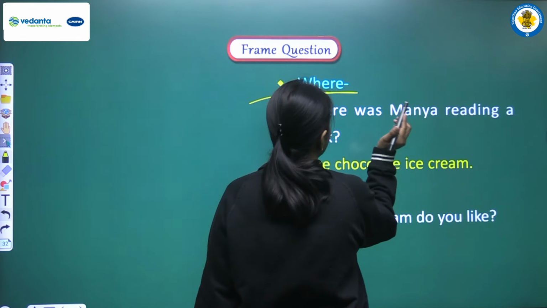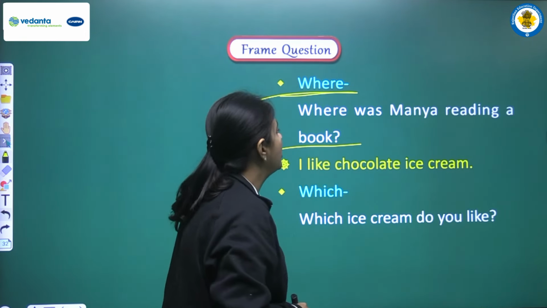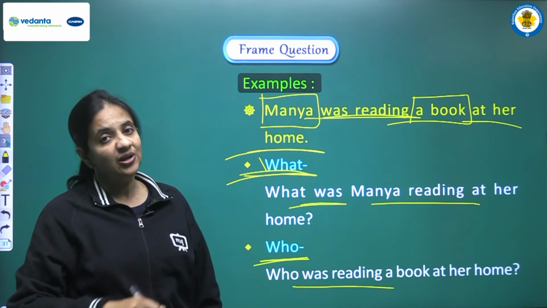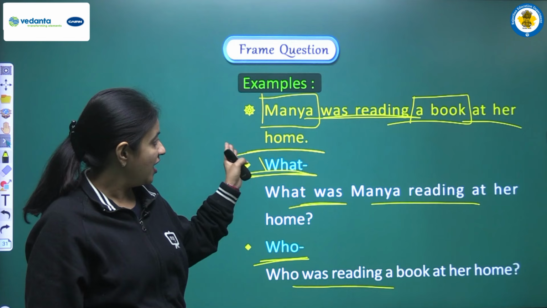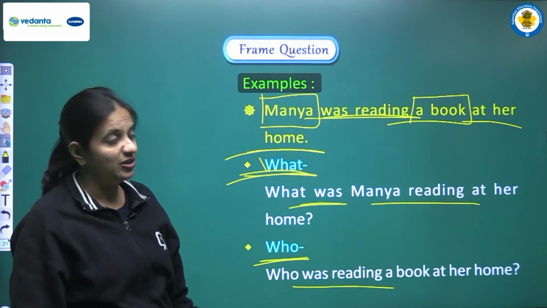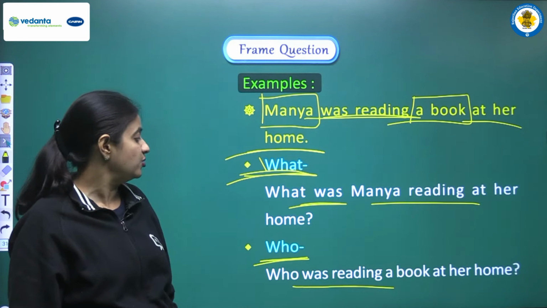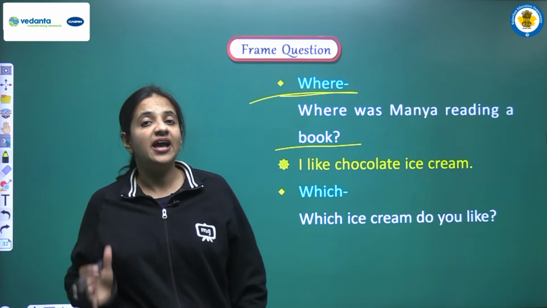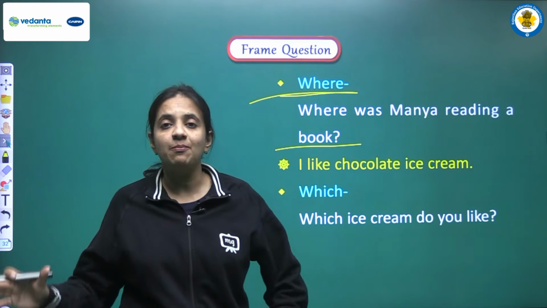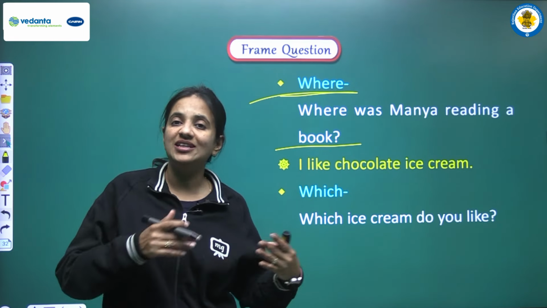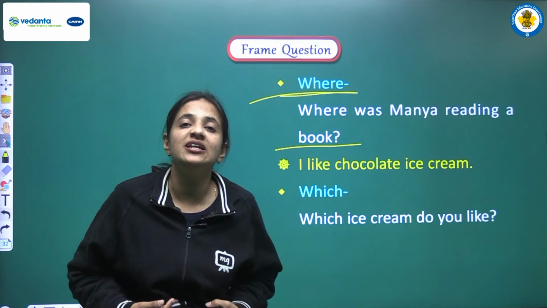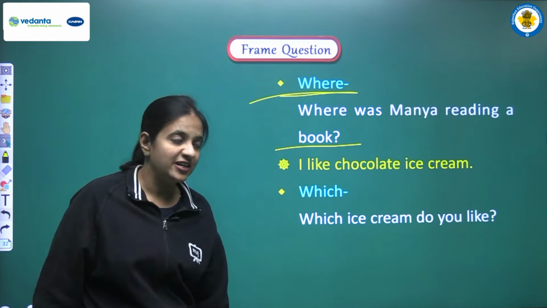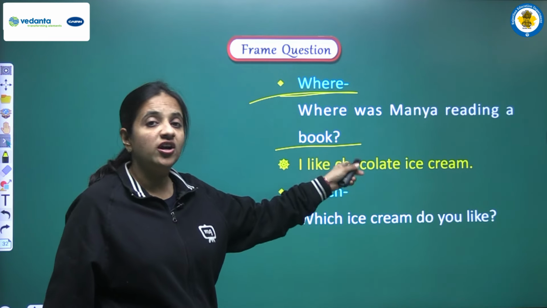Now the question will be: where was Manya reading a book? And what is the answer of where? The answer of where is at her home. Okay, so this is also possible. We are having one answer statement, and we are able to make three questions using what, using who, and using where. Just remember this thing, we have to use the same tense, and just skip the answer part, and use all the remaining words, all the remaining parts of speech in your question.